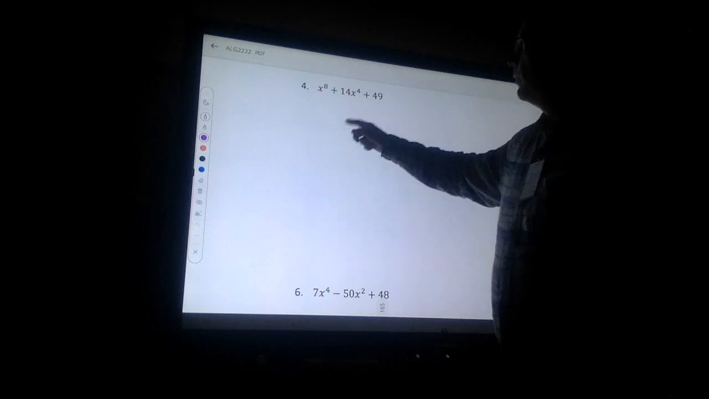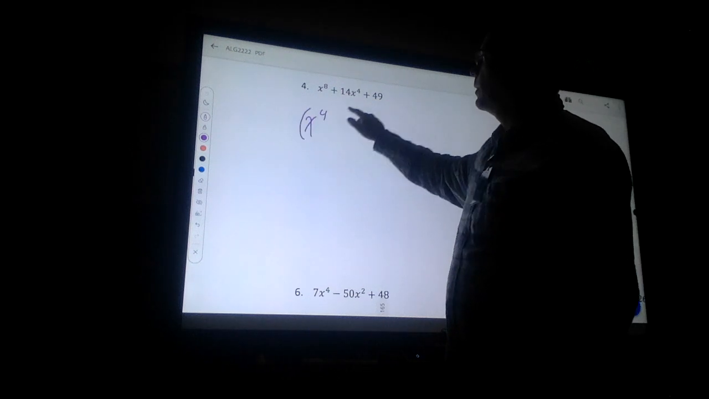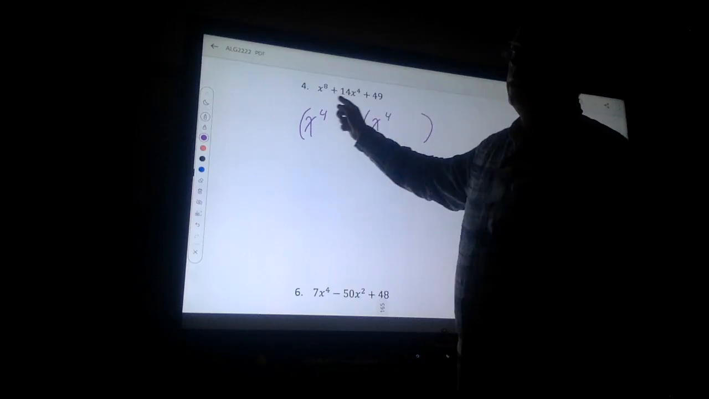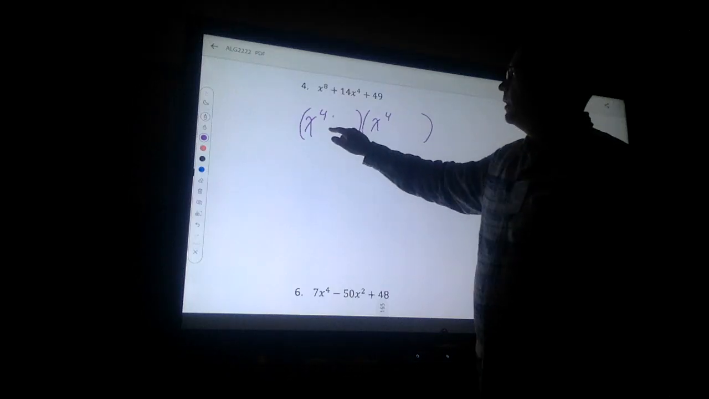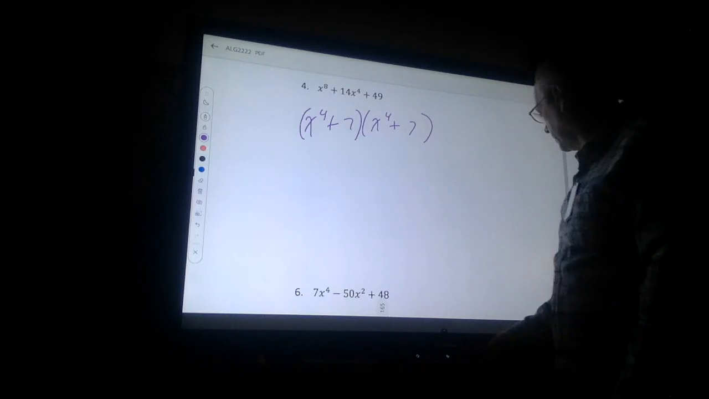This one is x to the fourth, so there's a perfect square trinomial. So I have x to the fourth and x to the fourth. What two numbers multiply to give me 49, add to give me 14? 7 and 7. And that's as far as we can go with that problem.